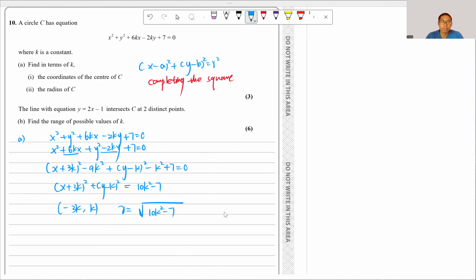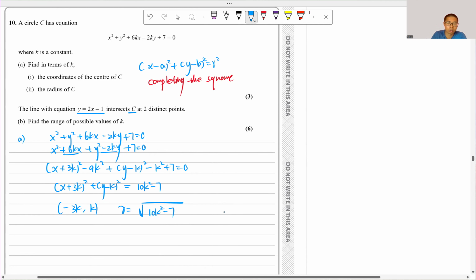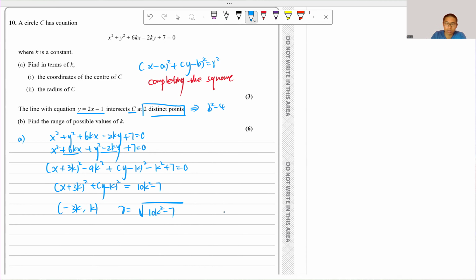And then for question B, the line with equation y = 2x − 1 intersects C at 2 distinct points. So when you see a line intersect with a circle at 2 distinct points, we need to use the discriminant, b² − 4ac > 0. So for part B, we have the line y = 2x − 1, and the circle x² + y² + 6kx − 2ky + 7 = 0.